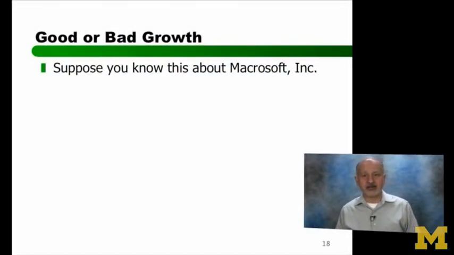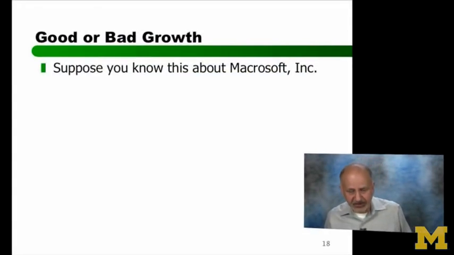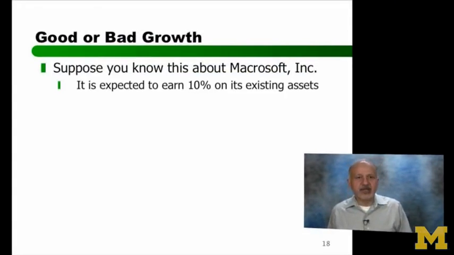In technological innovations. Anyway, so I'm going to now start doing examples, and I'm going to go a little bit simple, slow, and this is a very good opportunity for you to practice. Suppose you know this about Microsoft Inc. Microsoft Inc. is expected to earn 10% on its existing assets.